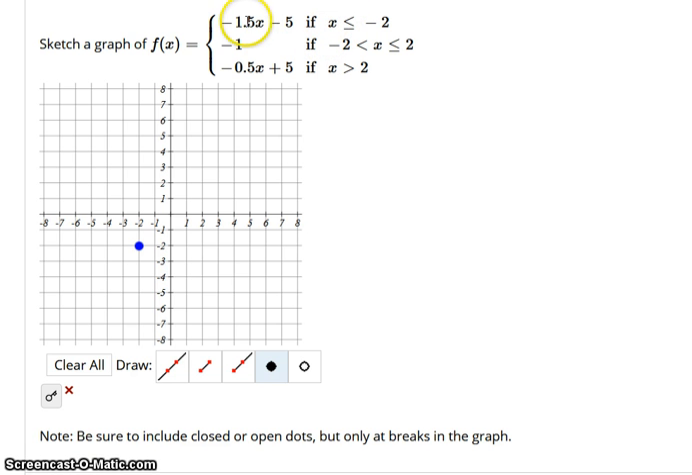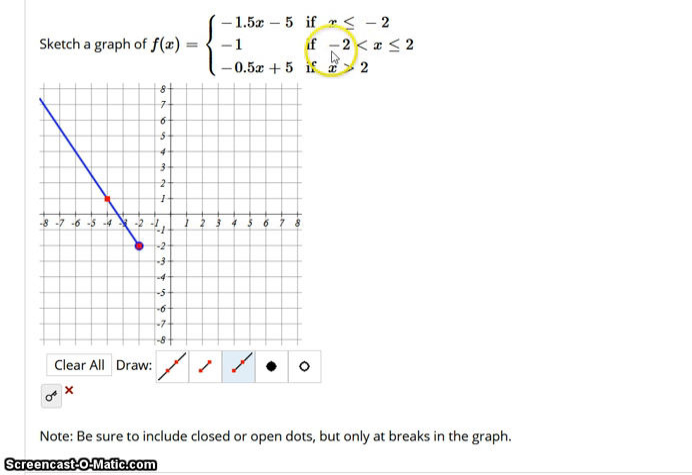You could either plug in another point, like -3 or -4, or you could use the fact that the slope is -1.5. -1.5 is the same as -3/2. So I'm going to pick this line segment tool. So -3/2 would mean I could start here and I could go up 3 and left 2. So there's the graph for the first part.